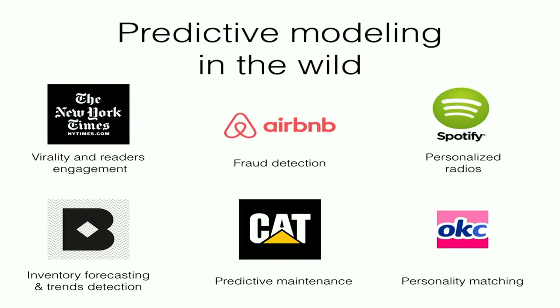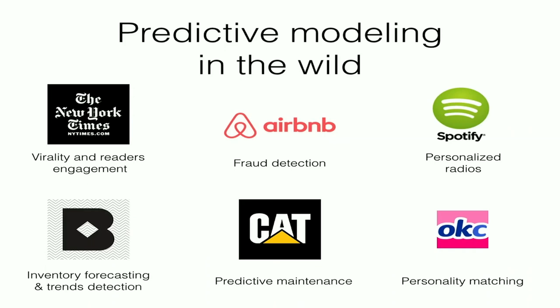So there are many applications of machine learning. Those are people using scikit-learn to build applications. For instance, the New York Times is using statistical models to model the virality and the reader's engagement on their website. Airbnb is using a lot of machine learning, but among other things, they do fraud detection or price hinting. Spotify uses machine learning for personalized radios, playlists based on past user habits. Birchbox is doing inventory forecasting and trend detection for fashion items.